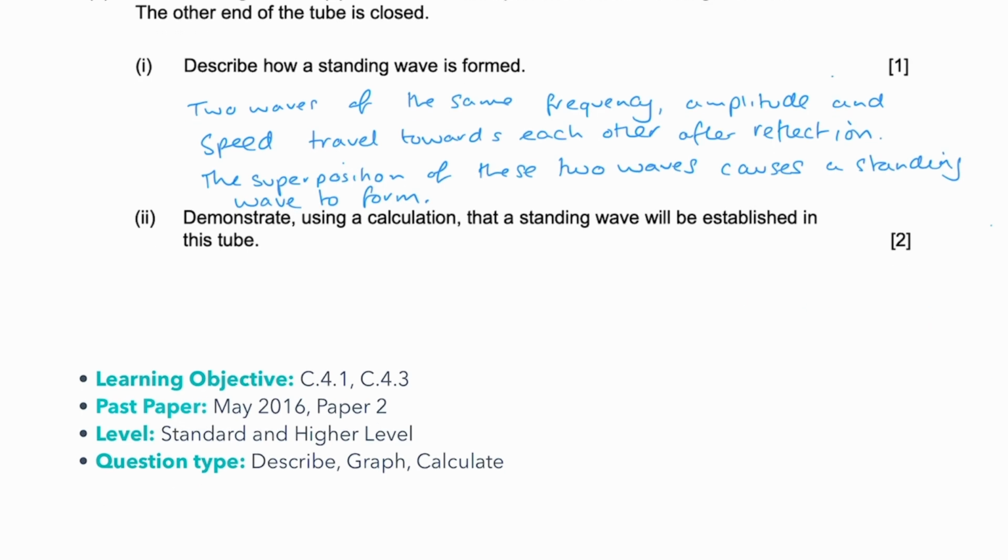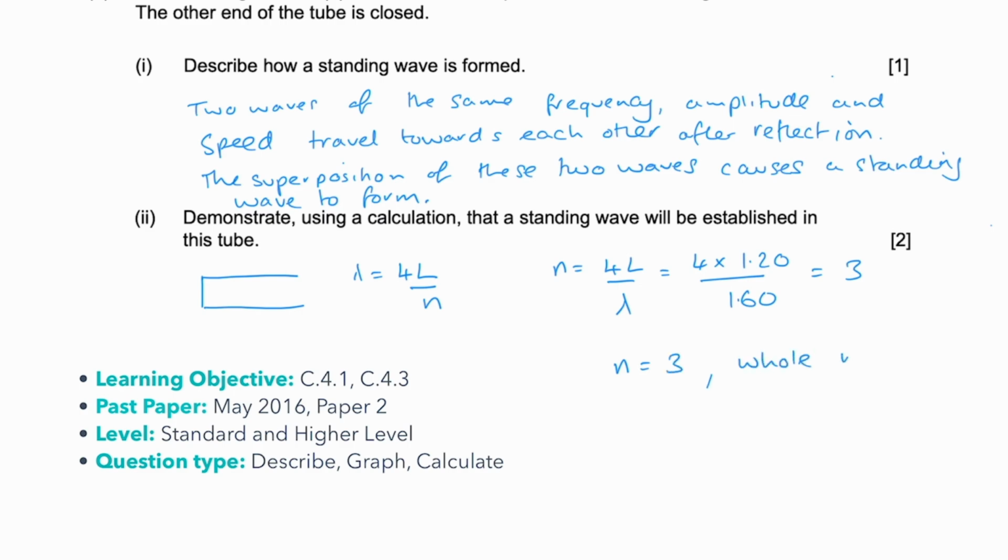2. Demonstrate using a calculation that a standing wave will be established in this tube. Given that it's one closed end and one open end, I am immediately prompted to write down this equation here, and this is the equation I asked you to memorise in step 1. I'm going to rearrange it for n, so n equals 4L over lambda. 4 times L, which is the length of the tube, 1.2 meters, divided by lambda, which is 1.6, and that gives us a value of 3, which tells us that n is 3, that's a whole number.